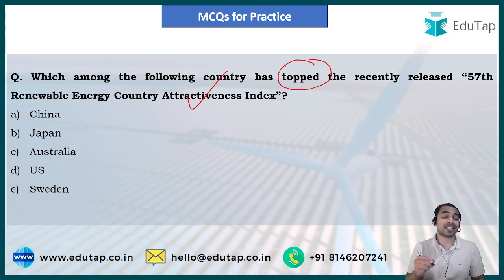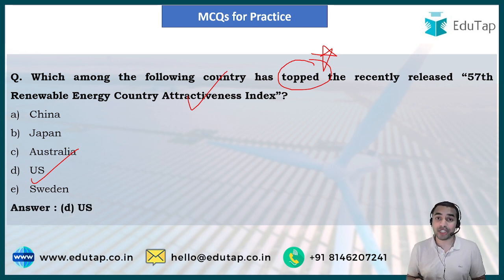And guys, this is very important from the exam point of view. And if we talk about the country which has topped the index, then it was none other than the United States. And that's why option D becomes the right answer to this particular question.